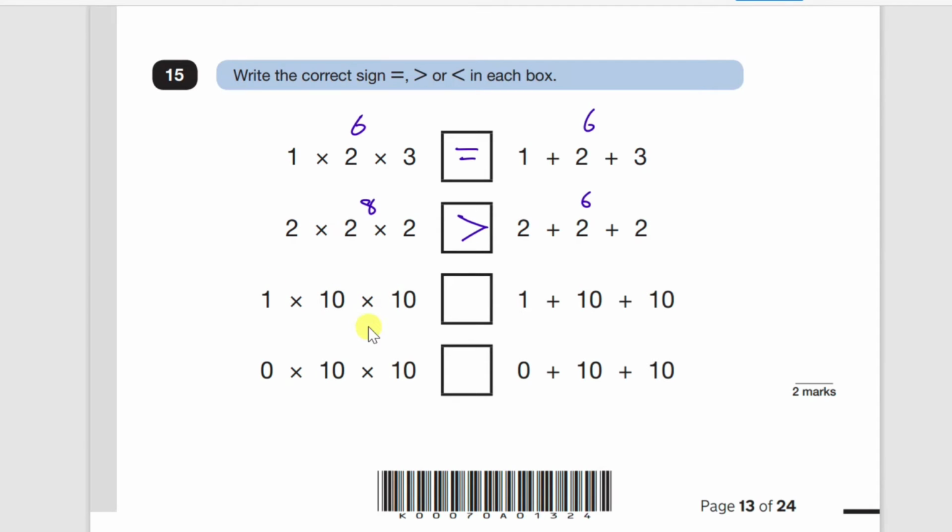10 times 10 is 100. So all of that is 100. This is just 10 plus 10 is 20, 21. So of course, this is also bigger. Last one. Anything times 0 is 0. And this one's going to be 20. So this side is bigger. Cool.